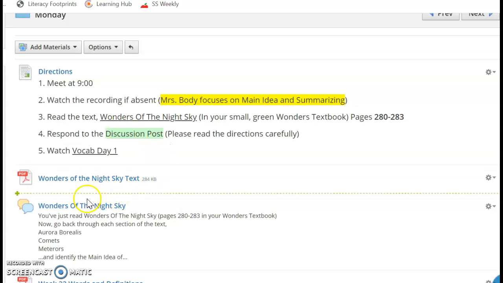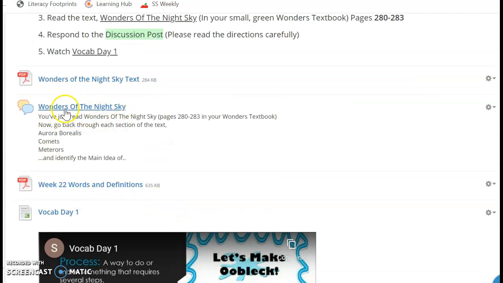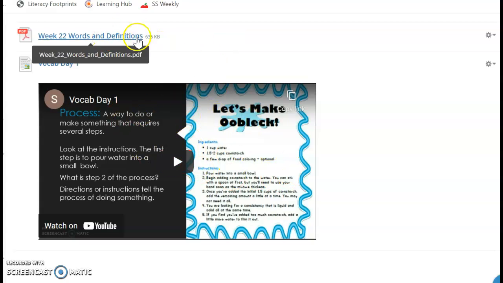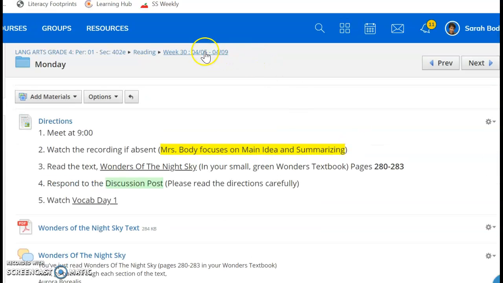Then you are going to respond to this discussion board post. I might even suggest that you actually read through this first before you begin reading. We will talk about it in our morning meeting, but just to be clear on the directions, read through the directions and then read the text. After that, you are going to go on to week 22 in vocab. Here is day 1. So here are the words and definitions if you'd like to print them, and day 1 of vocab.